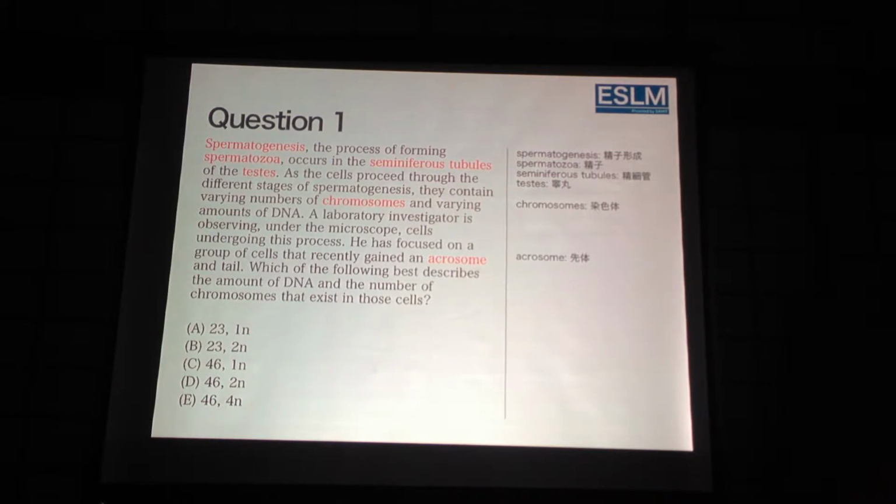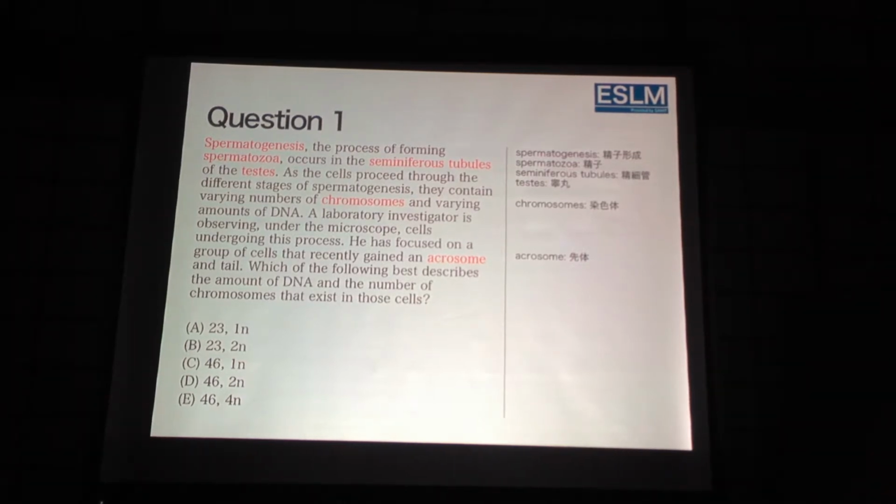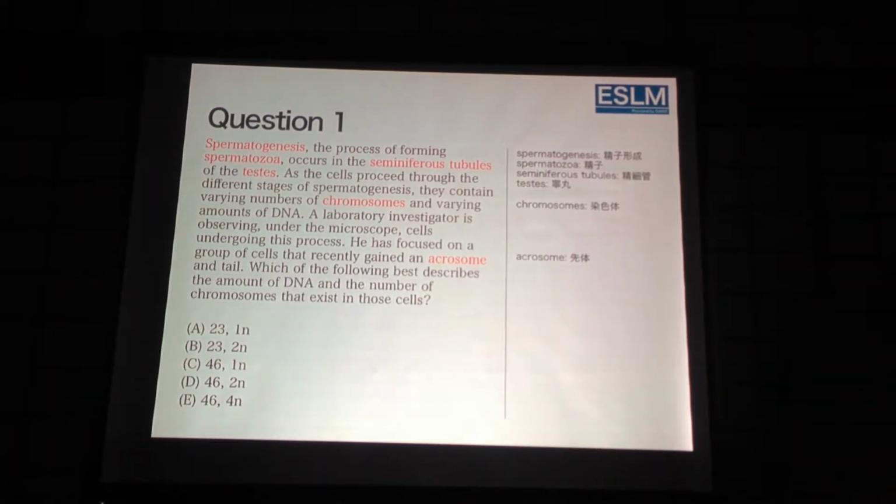Good. It's actually chromosome, so it's 染色体. Okay. So in that specific cell, how much DNA and how many chromosomes are there in the cells? Does everyone understand the question? The question itself is not so hard, right? There's a process of spermatogenesis, creation of sperm, and at the stage where the tail and the head is, the sperm itself, how much DNA and how many chromosomes are there?